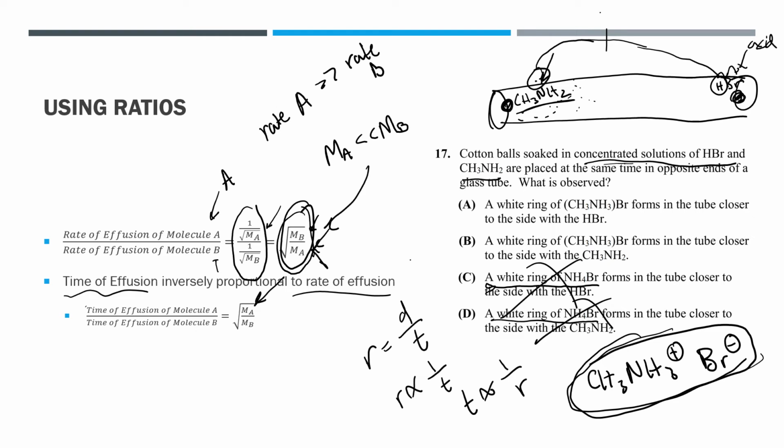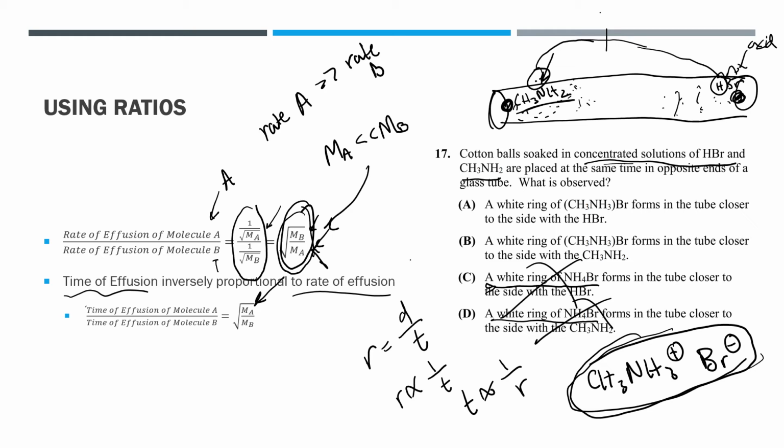So what is the methylamine going to do? It's all concentrated on the left side, so it's going to effuse to the right side. And same with the HBr: the HBr is going to effuse to the left side. So we're going to have these particles drifting through the air, and once the particles meet, they can actually react. We can't have them reacting before they meet.